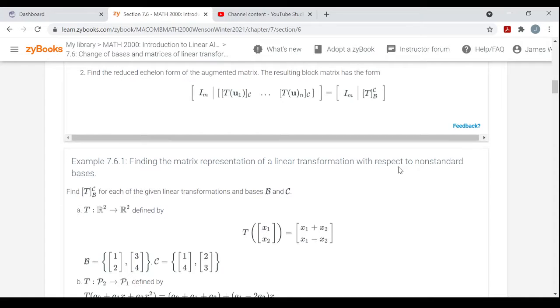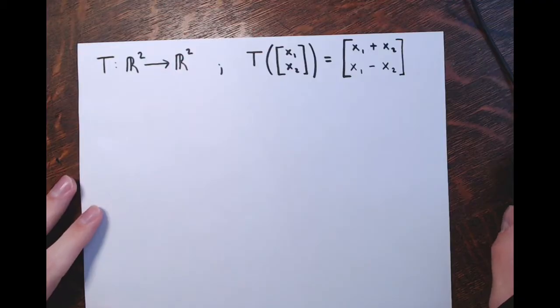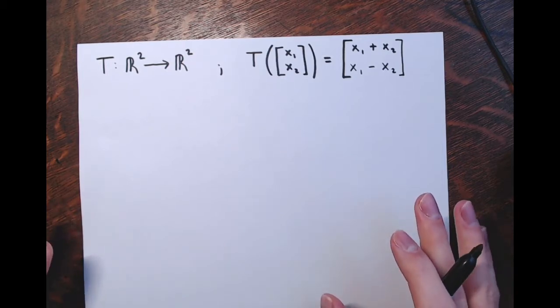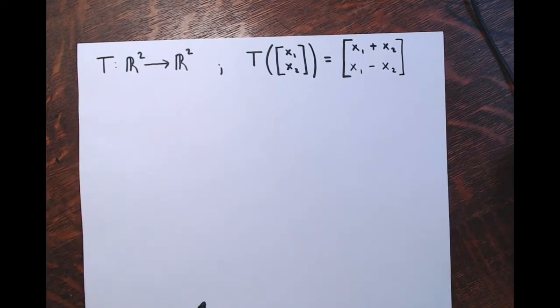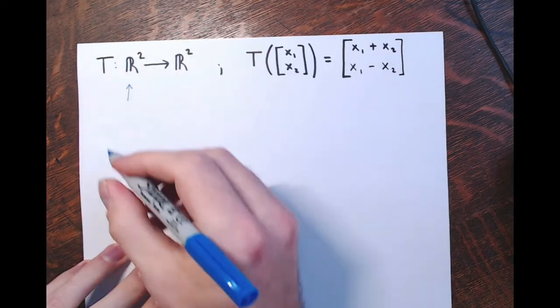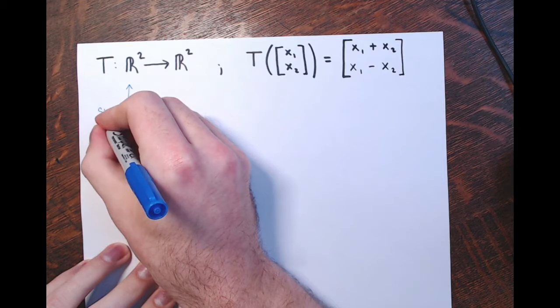All right, so we're given an example of a transformation here, which I'll go to a piece of paper and write out. So here is the transformation that we're given. Now I'll get to those non-standard bases in a second. But for right now, I want to just refresh your memory as to what we're used to. We're used to working with the standard bases.